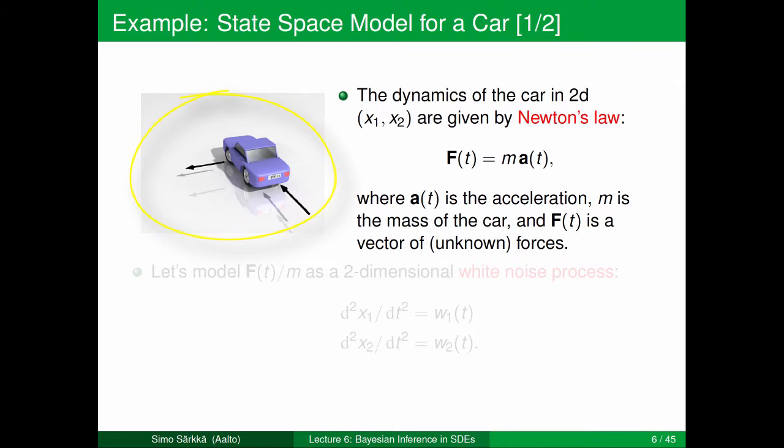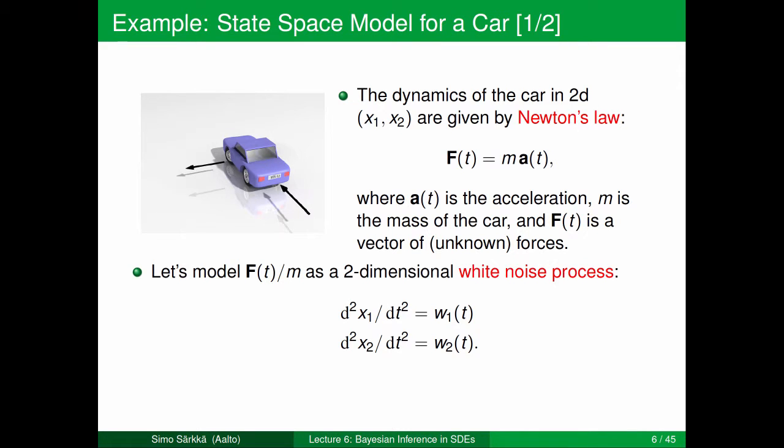So we have a car like this with coordinates x1, x2, and what we know about the dynamics is that they obey Newton's law. Force is equal to mass times the acceleration. But now the forces are unknown, and a natural way to model unknown processes is to replace them with stochastic processes. So let's model force divided by m as a two-dimensional white noise process. If we substitute this into Newton's law, we get that the second derivative of x1 is equal to white noise 1, and the second derivative of x2 is equal to white noise 2.